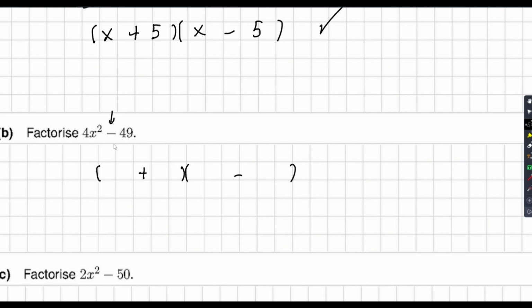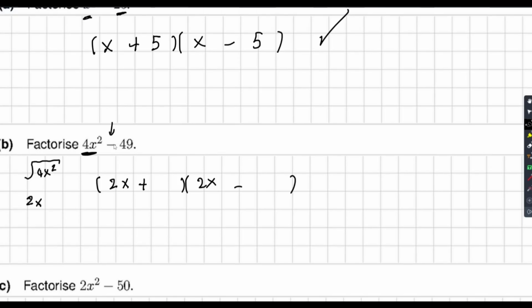Now here's the difficult part. Nothing changes, but it's just what is the square root of this thing? And people will often forget the 4. So we're taking the square root of the full 4x squared. So the square root of that, we take the square root of the number, which is 2, and we take the square root of the x squared, which is x. So our first entry is going to be 2x for both of them. So that's that trick there.